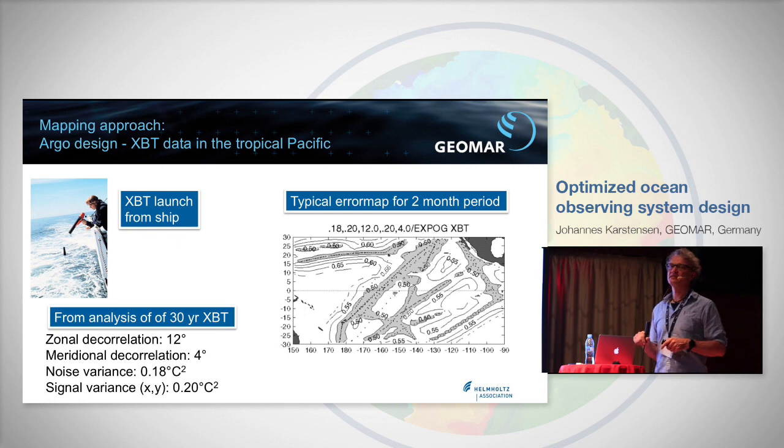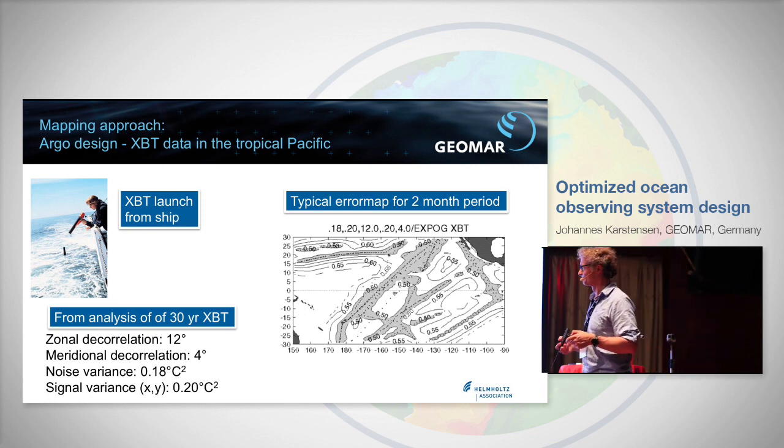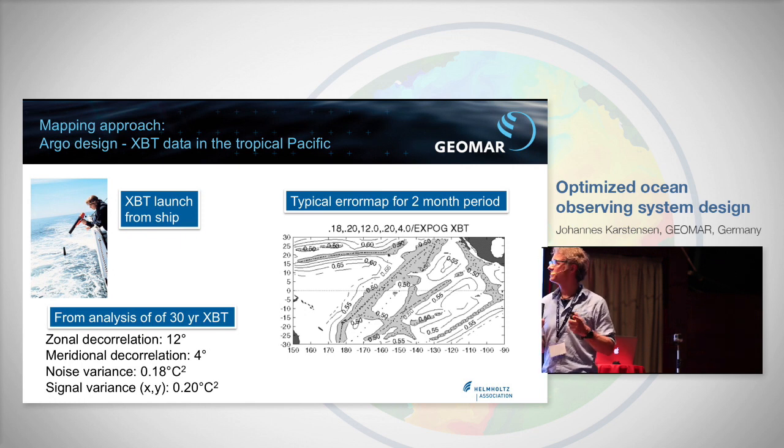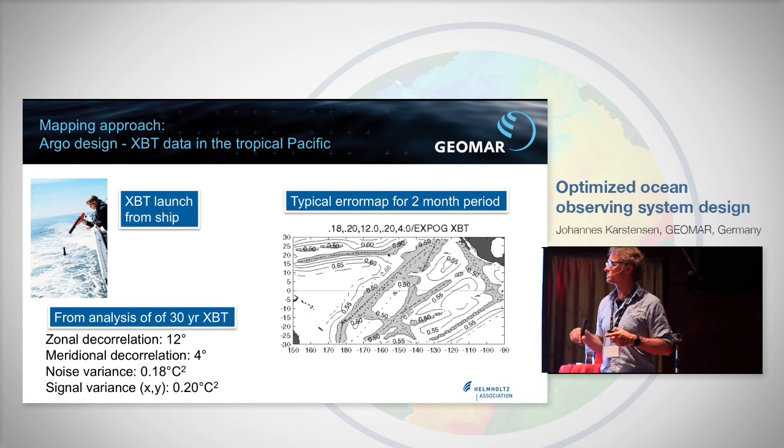So one example here is Argo. For the Argo design, what has been done was to analyze temperature data from XBT, CTD, MBTs, so different types of observations of temperature sondes. This is an XBT sonde for those who haven't seen that.